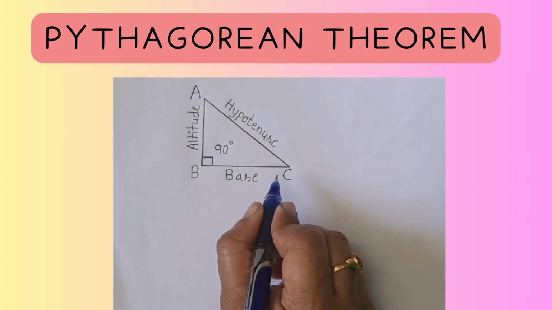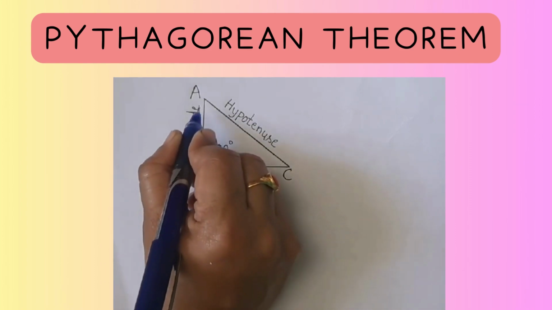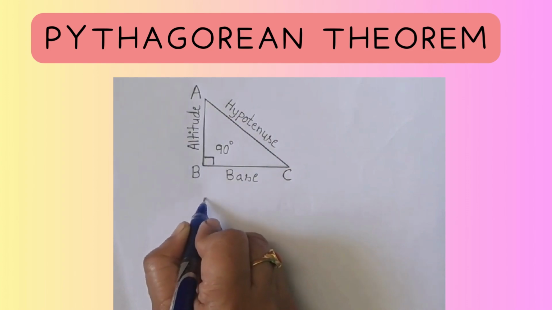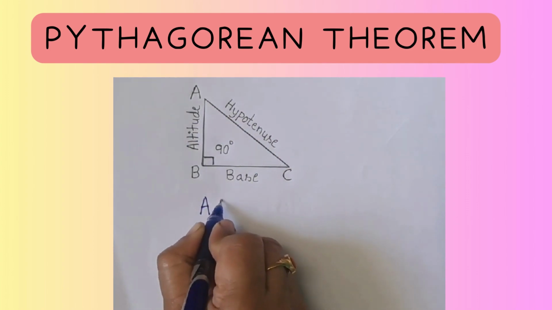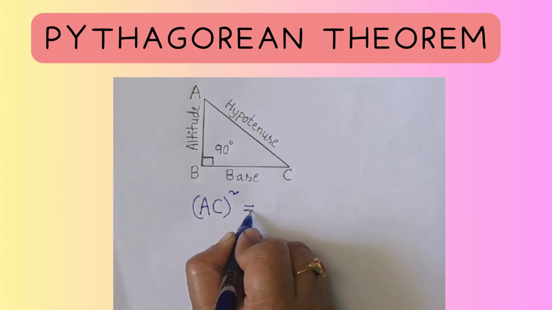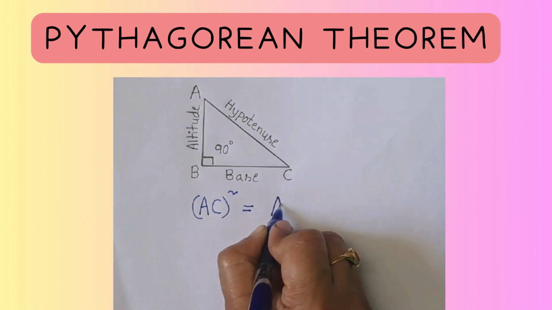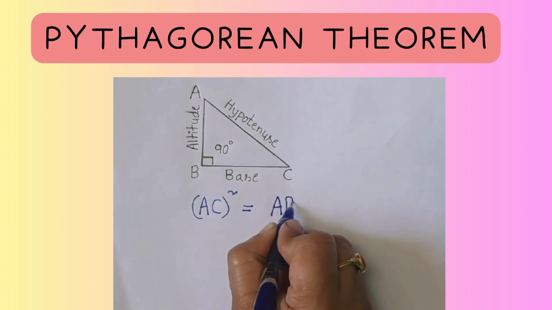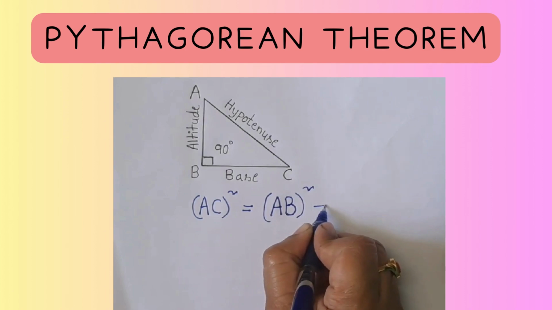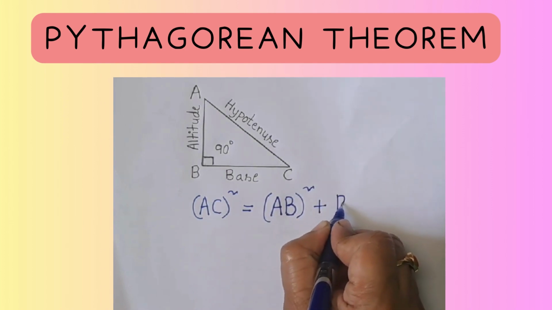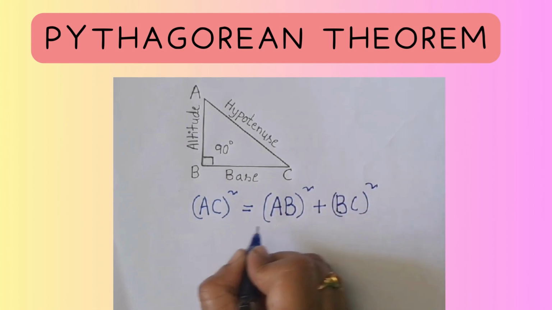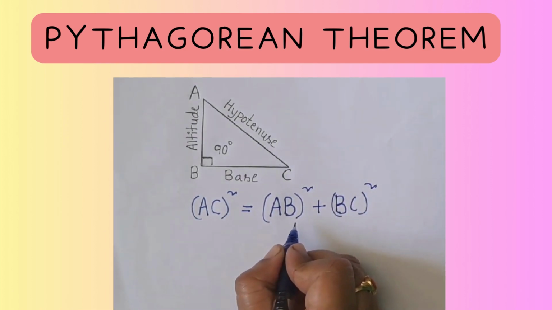Now, as per the Pythagorean theorem, the square of the hypotenuse side, here the hypotenuse side is AC. So, AC square is equal to the square of the other two sides. What are our other two sides? One side is AB, AB square, plus the other side is BC square. This is our Pythagorean theorem.